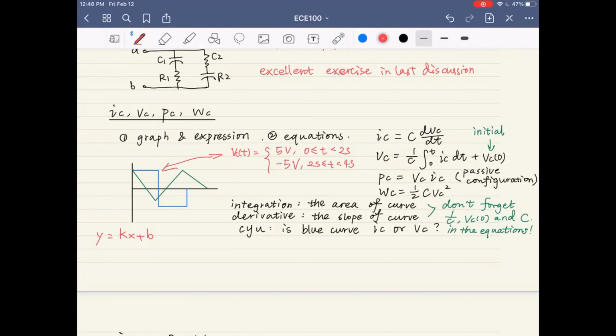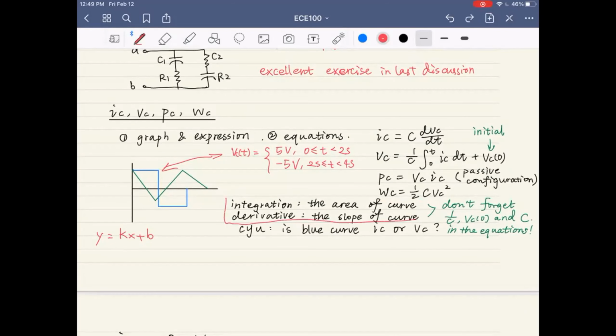But sometimes if we only care about the integration or derivative of the curve, we don't need to get its expression first, because if we have an expression, we can use the equation here to take the derivative, right? It depends on what we care about. But sometimes we can also use some tricks on the graph itself.